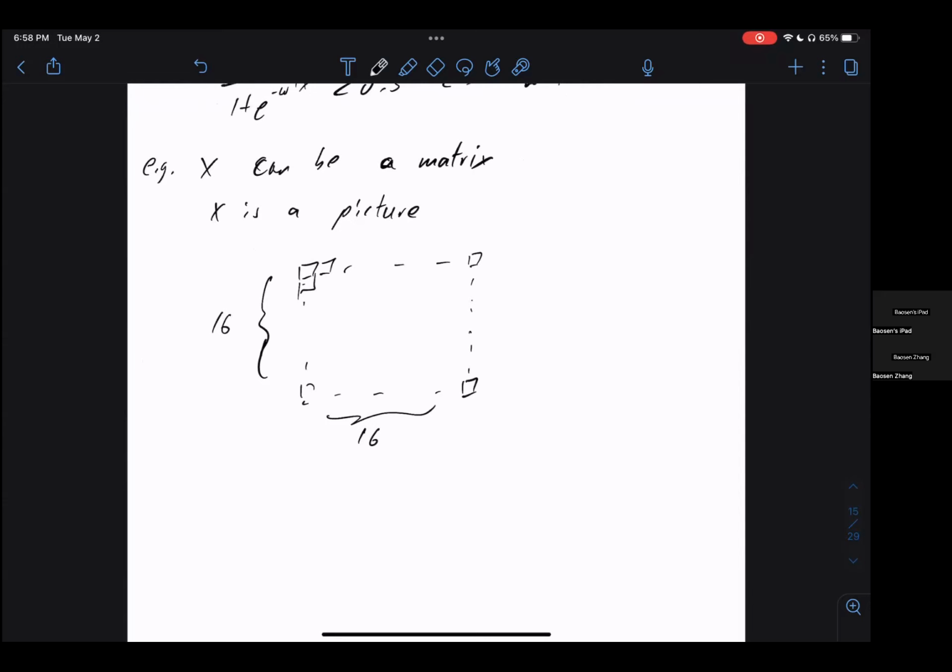Then each pixel you assign a value. It depends what kind of picture you have. Let's say now you have a grayscale picture. Grayscale is black and white, so it's just a black and white picture. There's a value ranging from 0 to 7, denoting how white or how black the pixel is. So each pixel takes a value from 0 to 7.